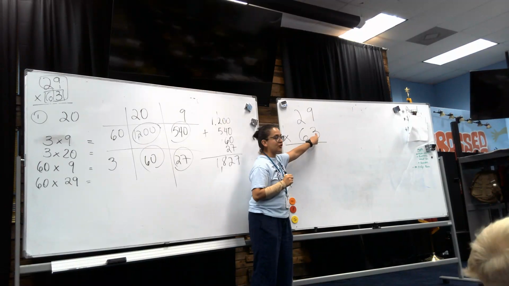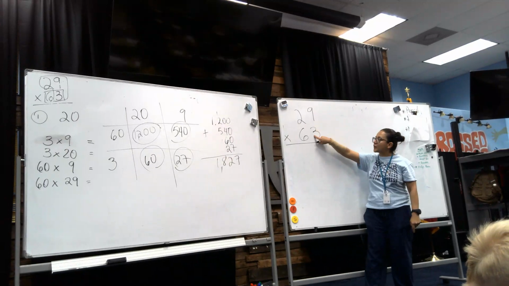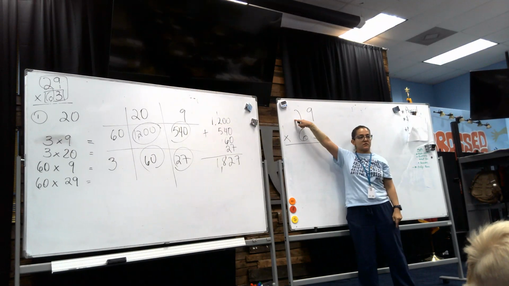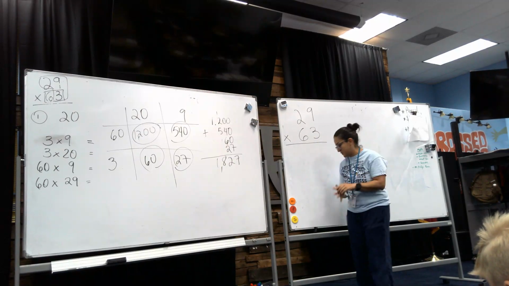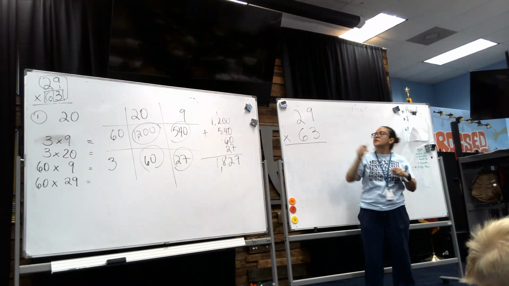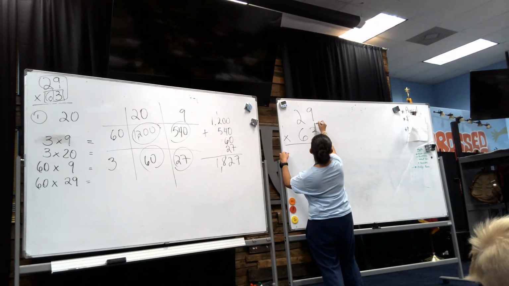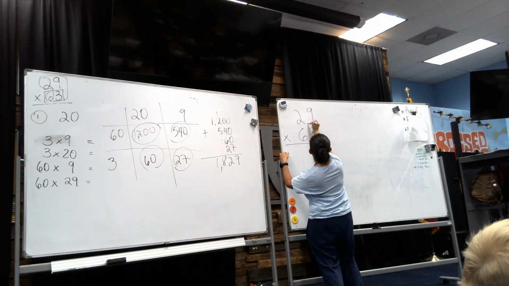We're going to take the 3 and multiply it by the 9. And then we're going to take the 3 and multiply it by the 2. Okay? These are the steps. We take one number at a time. So it's the 3, those of you who are here, 3 times the 9, and then 3 times the 2.